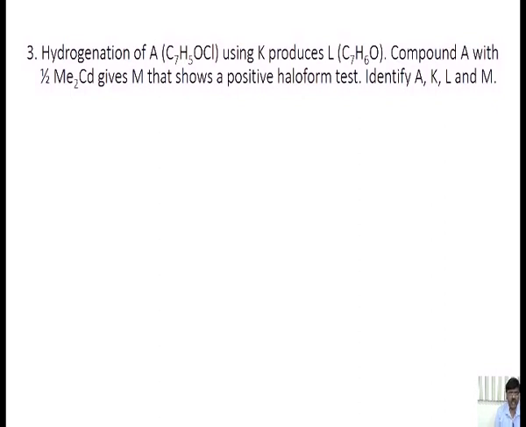If you look at compound A with dimethyl cadmium gives M, that shows a positive haloform test. That means it has a methyl group. That methyl group is bonded with a carbonyl group. From that, easily you can find out the structure of compound A as benzoyl chloride.